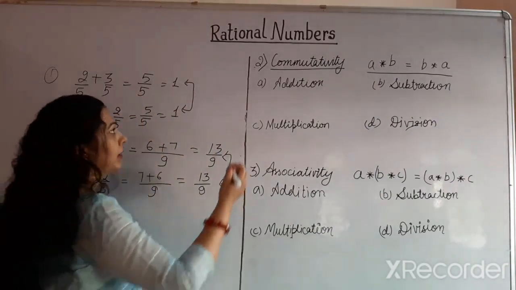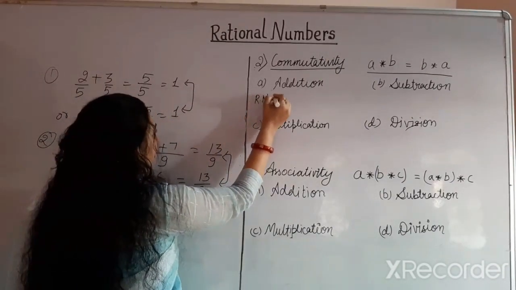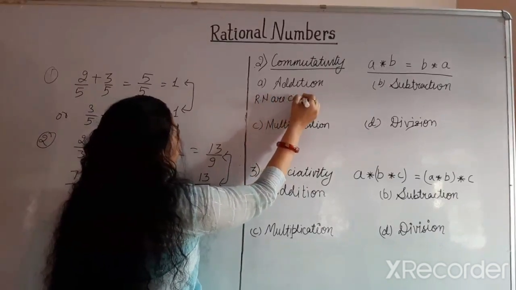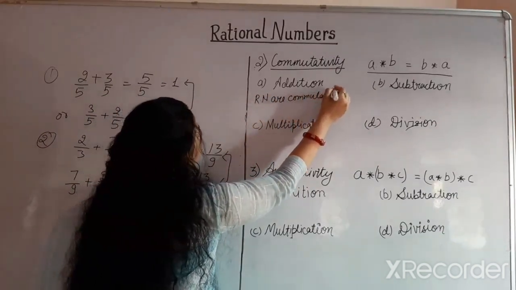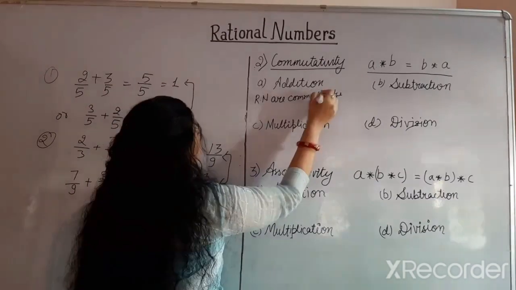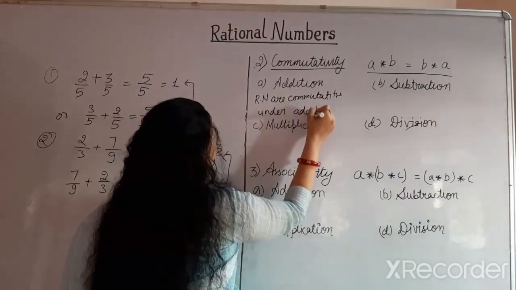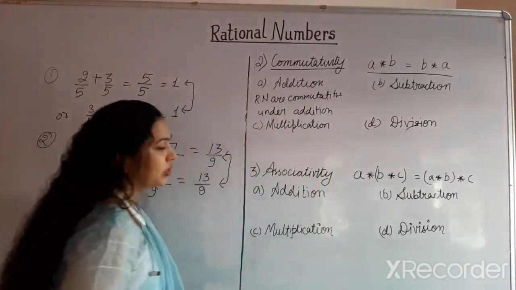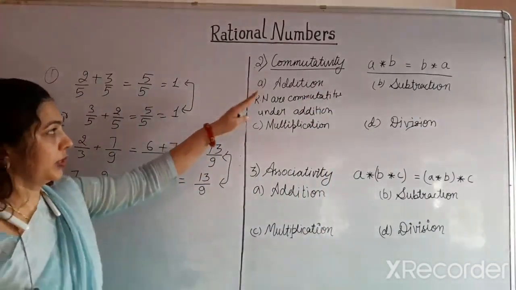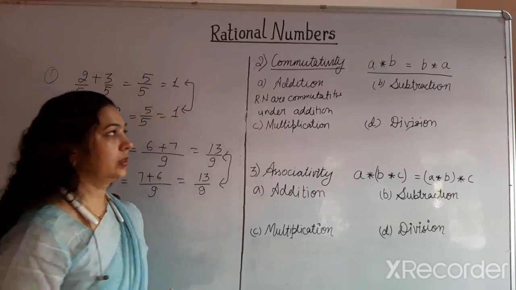So we can say that rational numbers are commutative under addition. Or we can say that rational numbers follow commutativity under addition.